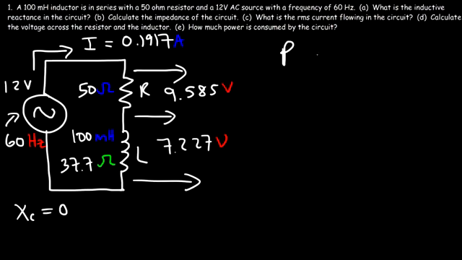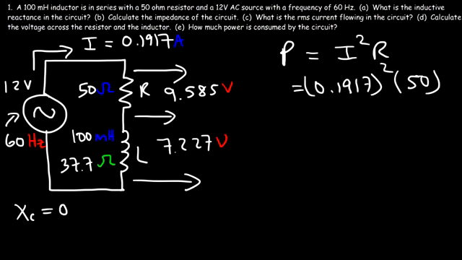So the power consumed by the circuit is going to equal I squared times R. So that's going to be 0.1917 squared times the resistor, which is 50 ohms. And so the power consumed by the circuit is 1.837 watts.